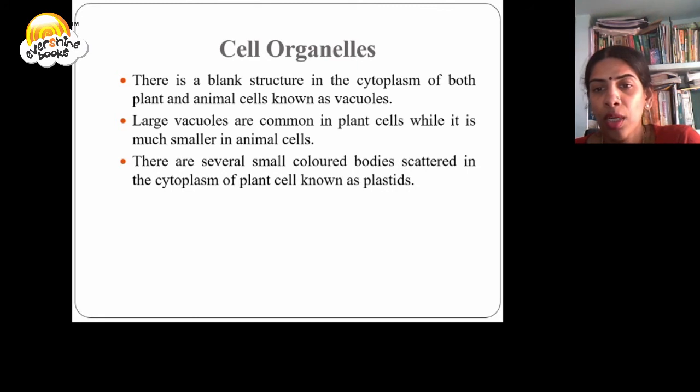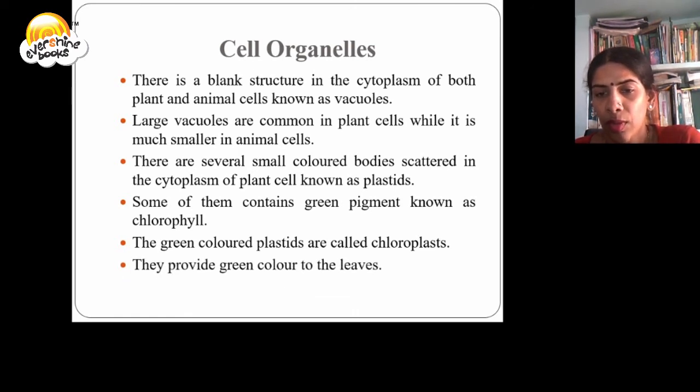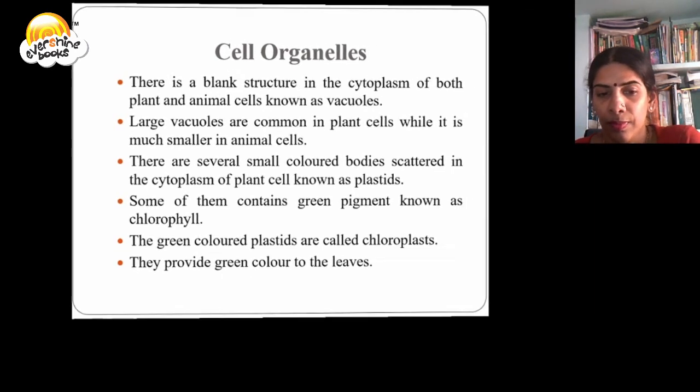There are several small colored bodies scattered in the cytoplasm of the plant cell. We call these plastids. Some of them contain a green pigment known as chlorophyll. The green colored plastids are called chloroplasts. These chloroplasts provide green color to the leaves.